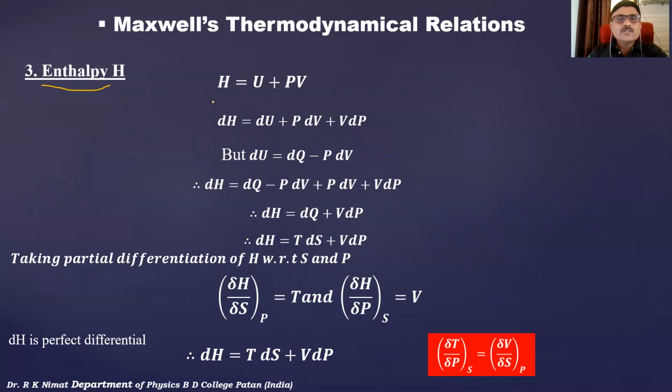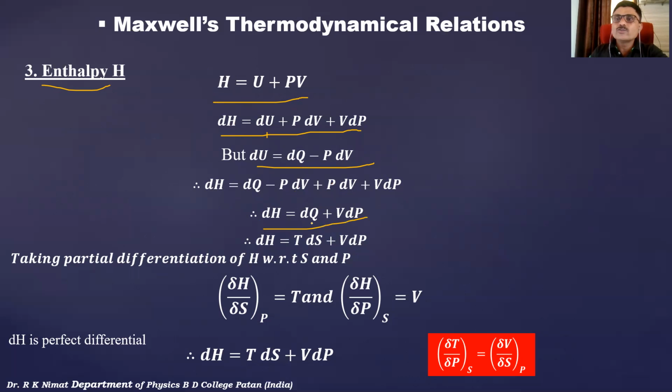We know that enthalpy is given as H = U + PV. Differentiate this, you will get dH = dU + P dV + V dP. Again, use the value of dU as dq minus P dV. Therefore, you will get dH = dq minus P dV plus P dV plus V dP. So it will get cancelled, and you will get dH = dq + V dP.